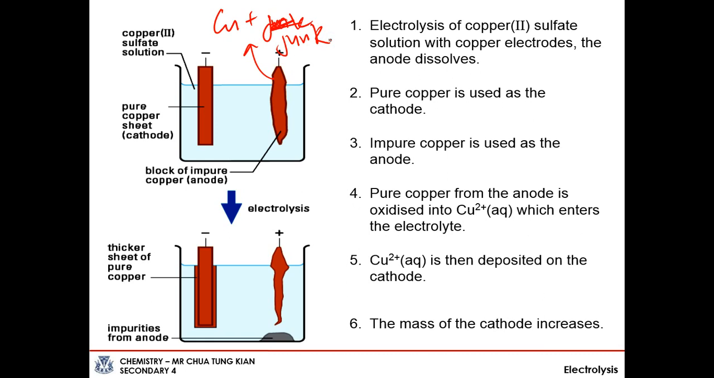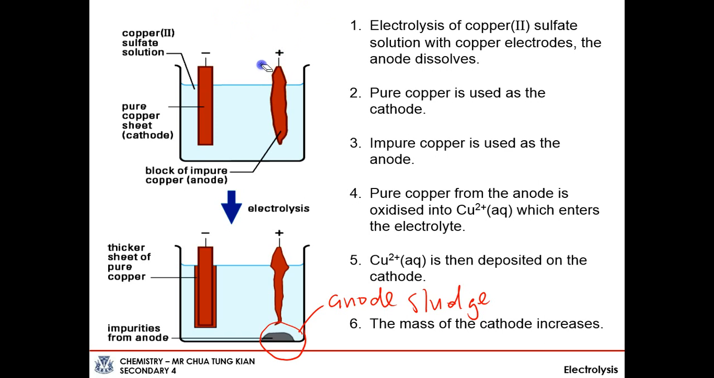all these other substances, which I call junk, will actually fall off the electrode and collect below the anode. There's a term for this, it is called anode sludge, S-L-U-D-G-E, anode sludge. This is basically the waste materials. So if I have a copper anode here, which contains impurities, only my Cu2+ will enter the solution. And it will be deposited over at the cathode as copper metal.